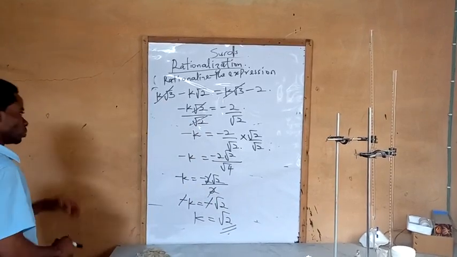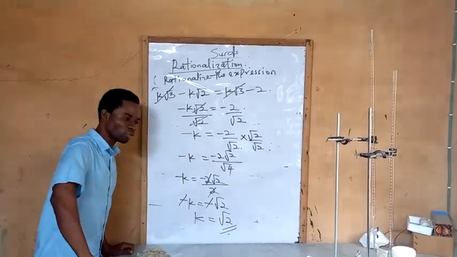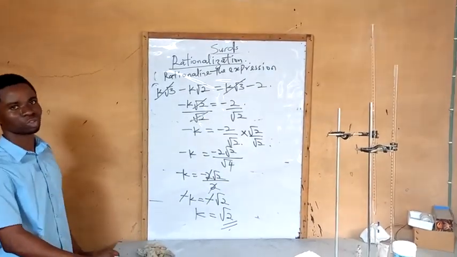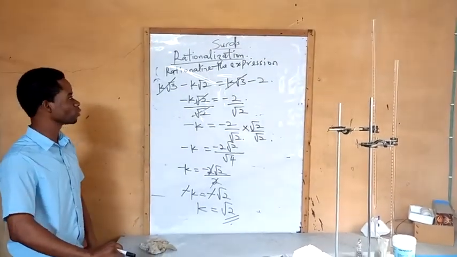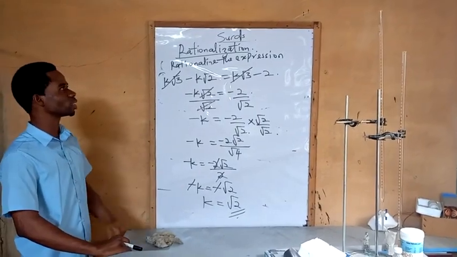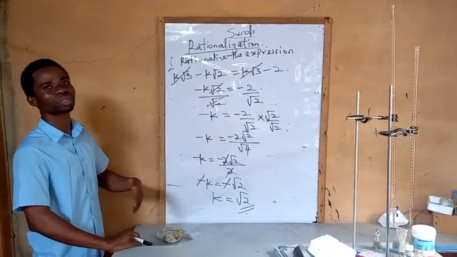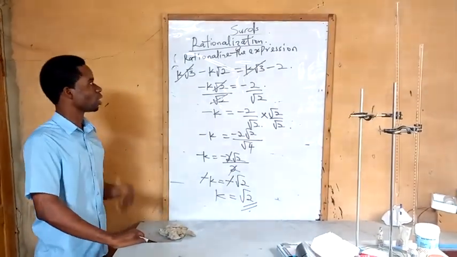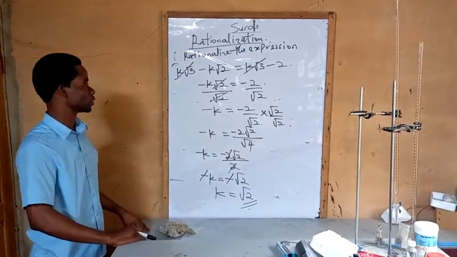That is for rationalization. So now we're going to move to trigonometry. How trigonometry enters surd.